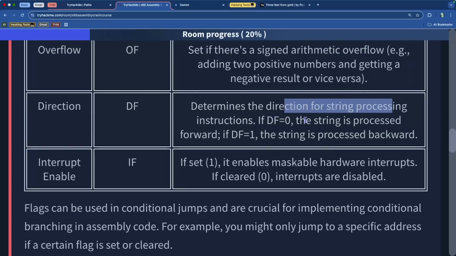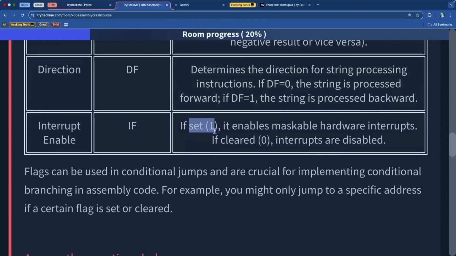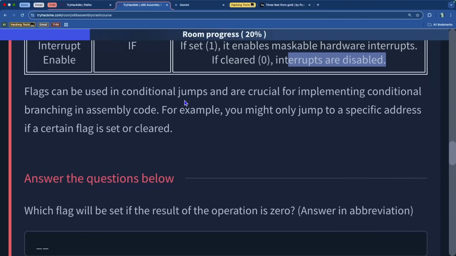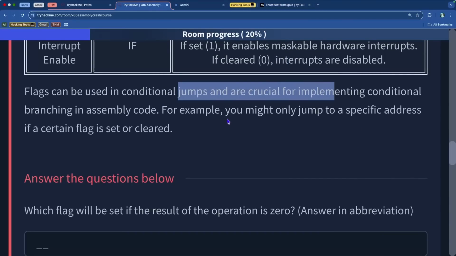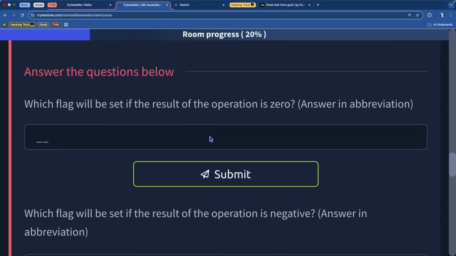Direction determines the direction for the string. So if DF is 0, the string is processed forward. If DF is 1, the string is processed backwards. And interrupt, if it's set, meaning if it has a value of 1, it enables maskable hardware interrupts. If it's cleared, or value of 0, interrupts are disabled. They can be used in conditional jumps and are crucial for implementing conditional branching in assembly code. For example, you might only jump to a specific address if a certain flag is set or cleared.